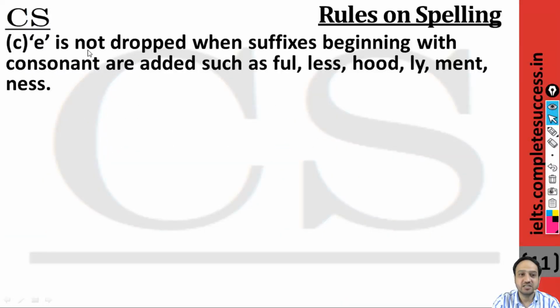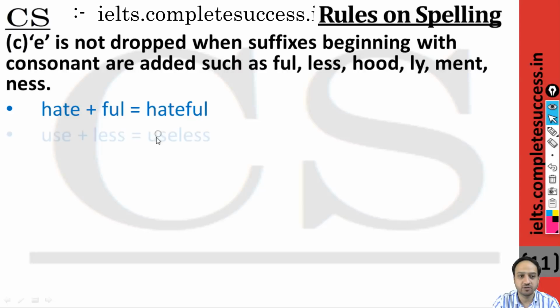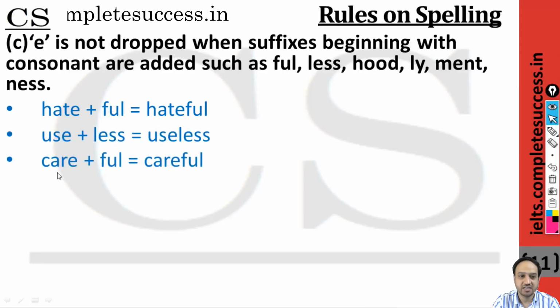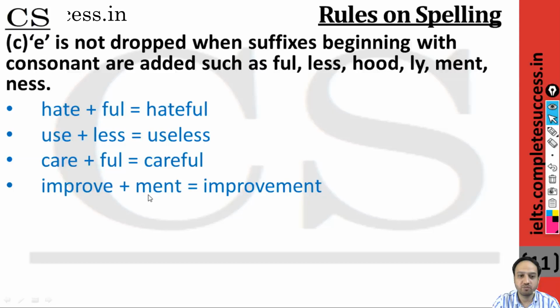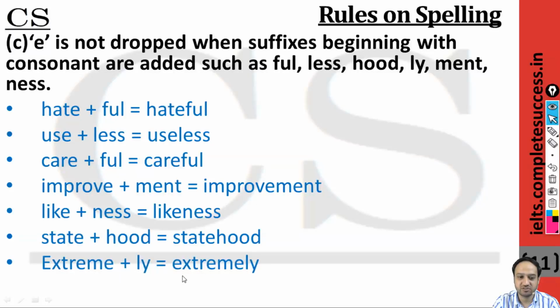The last portion is that E is not dropped when suffixes beginning with consonants are added, such as ful, less, hood, ly, ment, and ness. You can see all these suffixes start with a consonant. Earlier, the suffixes we did started with a vowel. So hate plus ful, hateful; use plus less, useless; care plus ful, careful; improve plus ment, improvement; like plus ness, likeness; state plus hood, statehood; extreme plus ly, extremely.